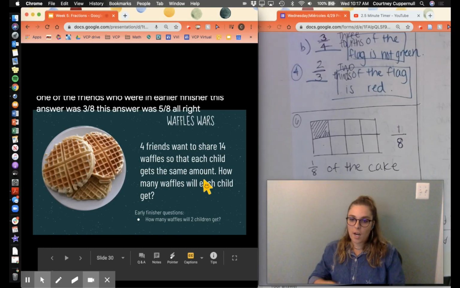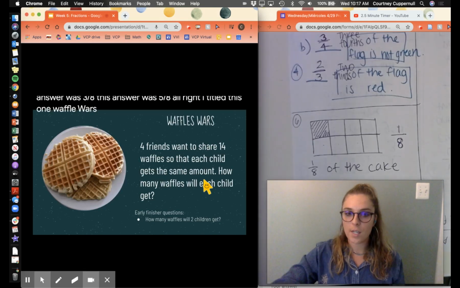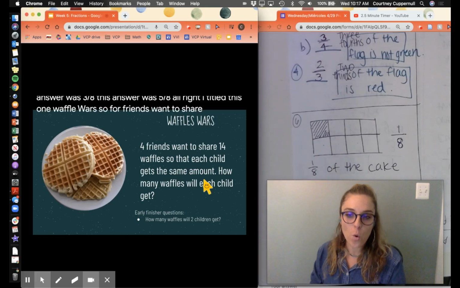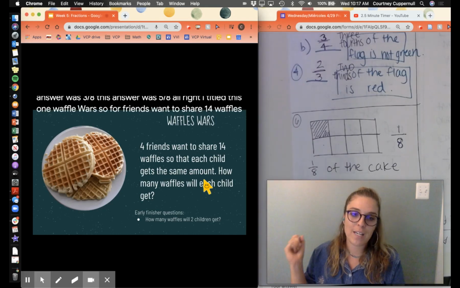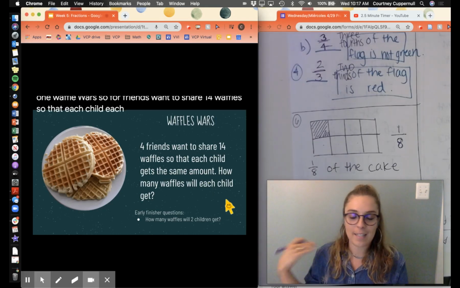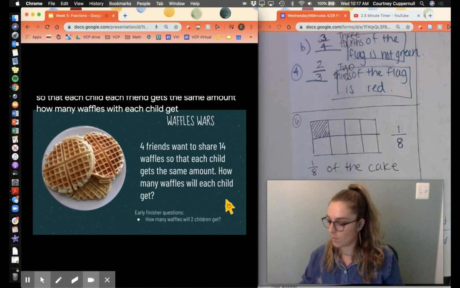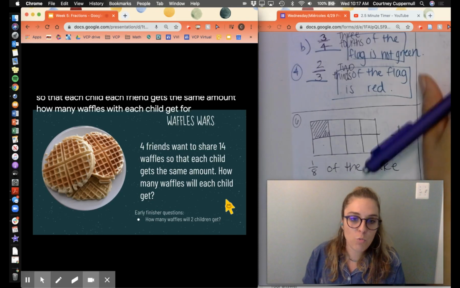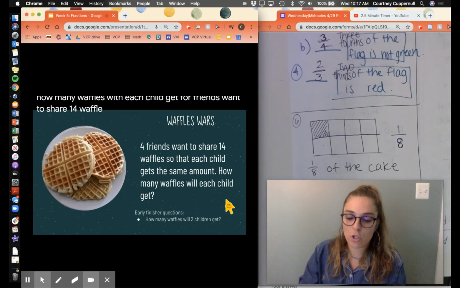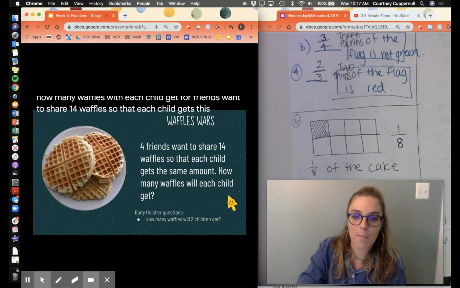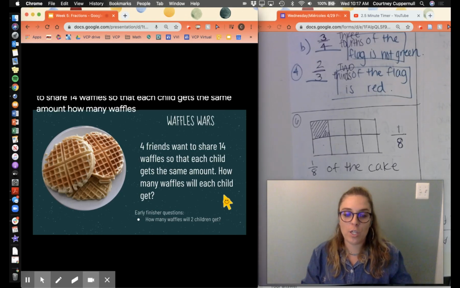All right, I titled this one Waffle Wars. So 4 friends want to share 14 waffles so that each child, each friend gets the same amount. How many waffles will each child get? 4 friends want to share 14 waffles so that each child gets the same amount. How many waffles will each child get?